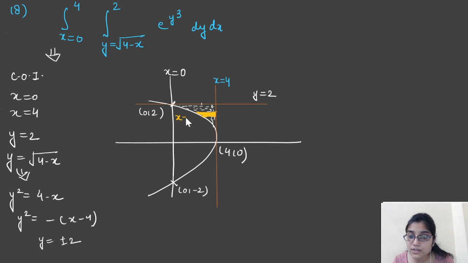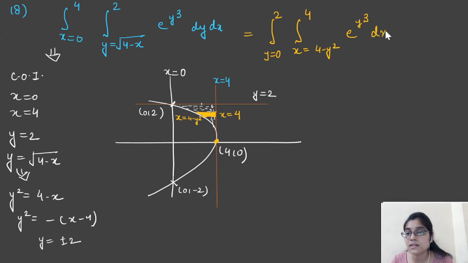So here is your x, and it is 4 minus y square, and at this point your x is equal to 4. So x goes from 4 minus y square to 4, and then you will go from bottom to top. At the bottom you have y equal to 0 and at the top you have y equal to 2. This is your e raised to the power y cube, then this is your dx dy. Fine. Now we just have to integrate this integral.